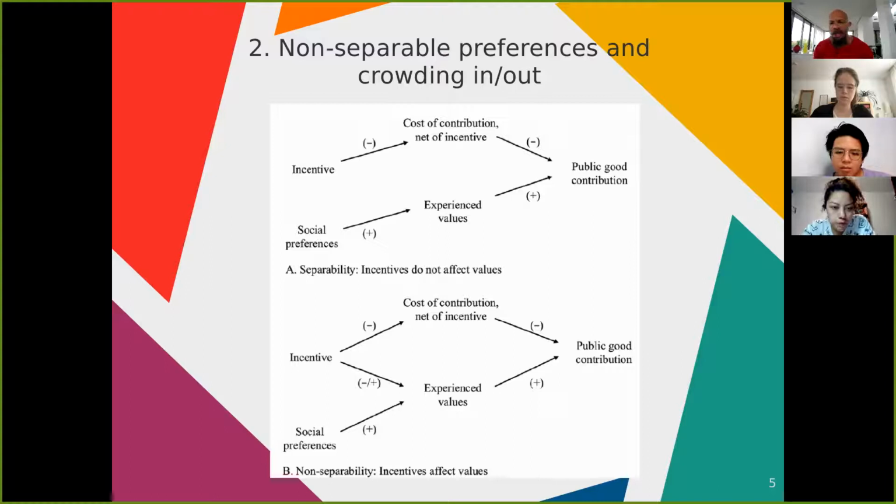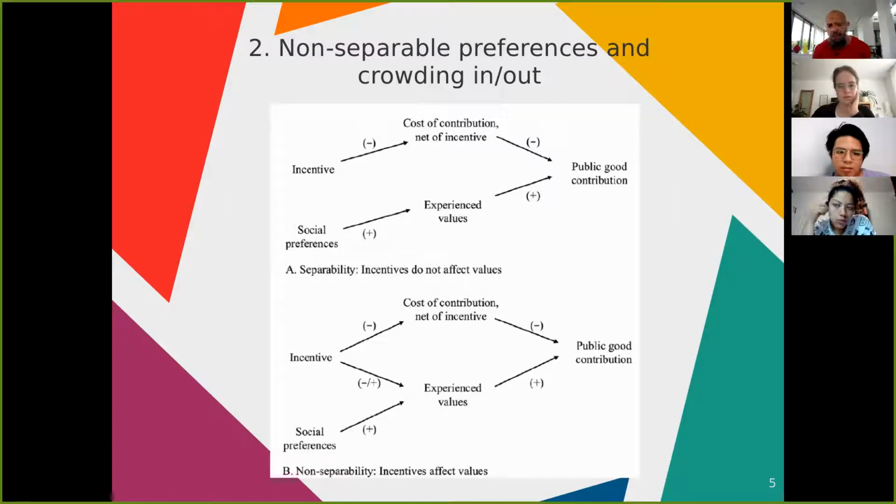And in fact, basically, these two channels are operating separately. It's like there's a wall between them. And in the end, you have the positive effect of the values and the negative effect of the incentive, and then whatever comes out. So people pay their taxes.